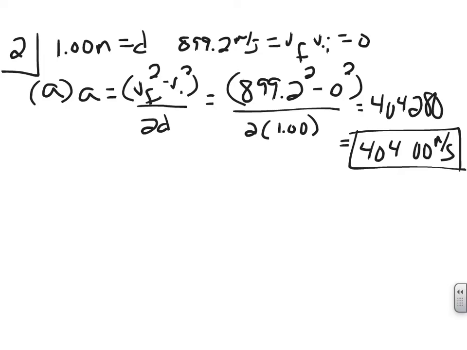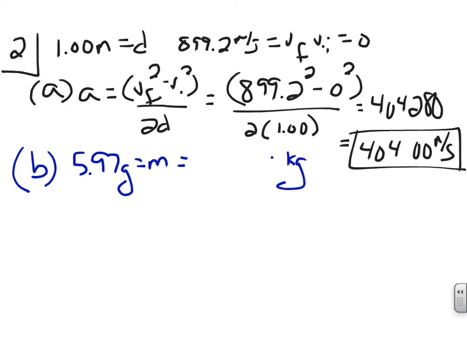If we move on to part B, we're asked if the bullet's mass is 5.97 grams, how much force was there? Well, this is the mass, but we need to change our mass to kilograms. Going from grams to kilograms, the unit is 1,000 bigger, so the number will get 1,000 smaller. So 0.00597 would be the mass that we need to put in.